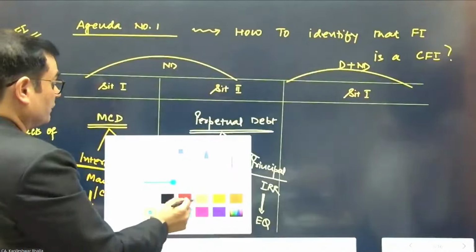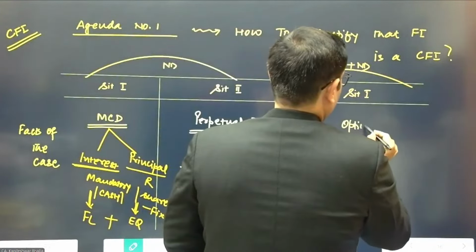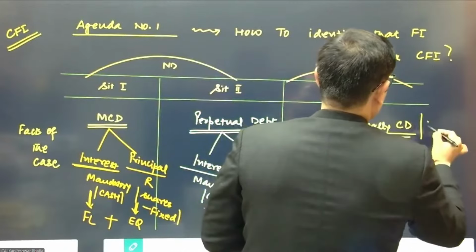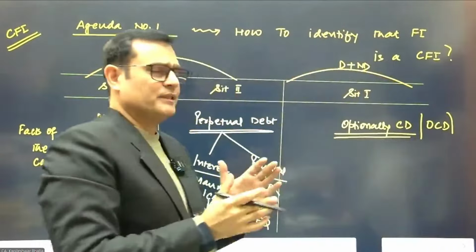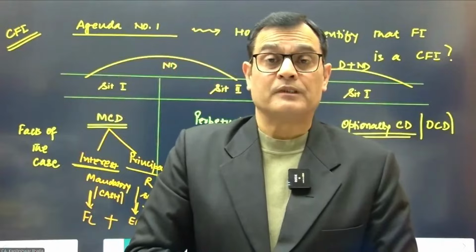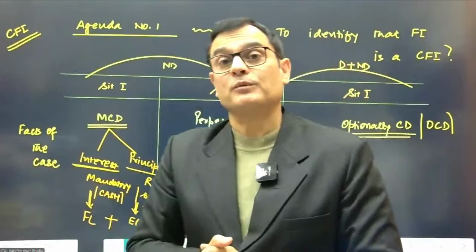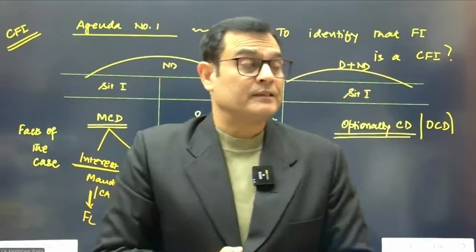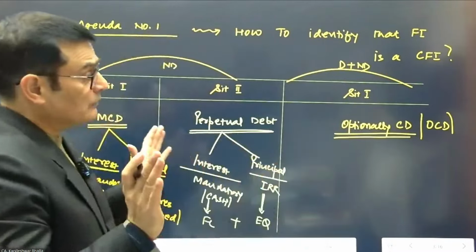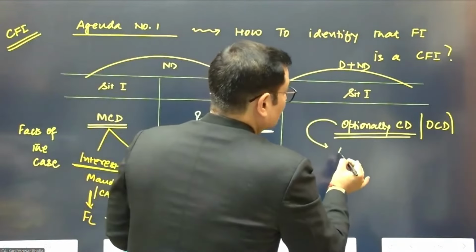And the third agenda, which I have already discussed previously as well, is a case where there is an optionally convertible debenture, what you can say is OCD. It's not that it's always an optionally convertible debenture. It can be optionally convertible preference shares as well. It could be OCPS. This could be MCPS, mandatorily convertible preference shares. This can be an OCD or an OCPS. That depends.